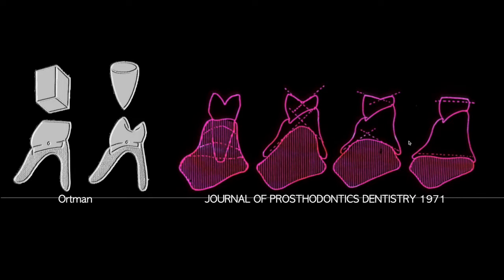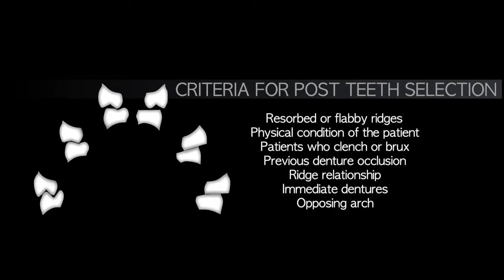Therefore, when it comes to flat ridges, you do not want too much cusp angulation, to reduce the lateral forces, versus on good residual ridges, you could still provide anatomical shape of posterior teeth. So that's one criterion, but there are a number of criteria for posterior teeth selection. First one, of course, is resorbed or flabby ridges, which we discussed already.